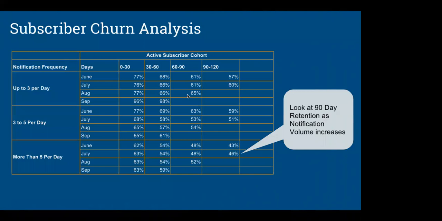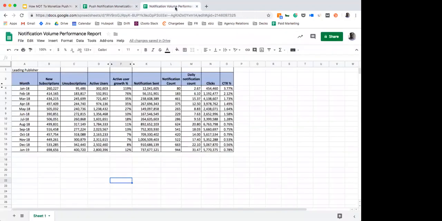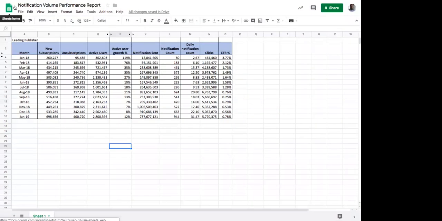Now, I'll take a quick step back here and show you the impact of notification volume, and how using segmentation can help you significantly improve not only your overall traffic, but also the overall engagement. What you're looking at right now is the performance data of one of the largest publishers that we work with in Southeast Asia.